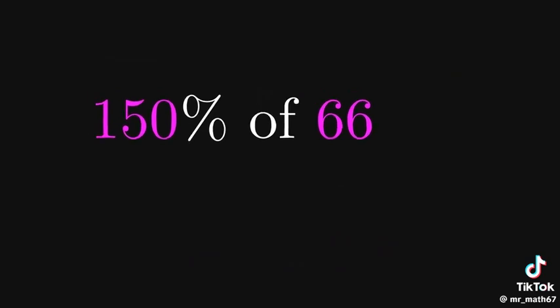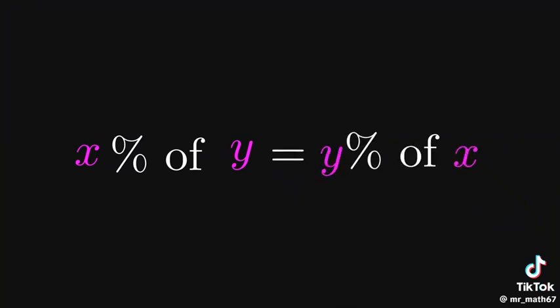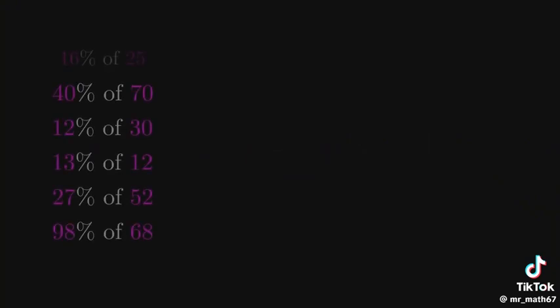Meaning we just proved that for any pair of numbers, x% of y is the same as y% of x. And it holds the commutative property. But this trick is not going to work for all numbers.